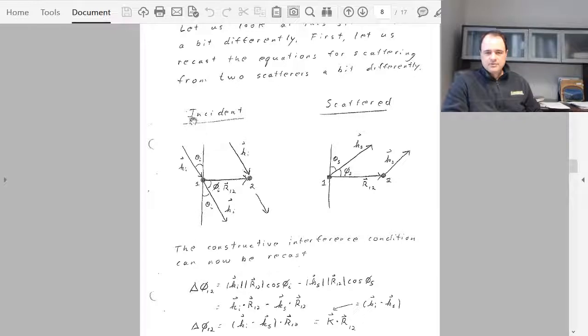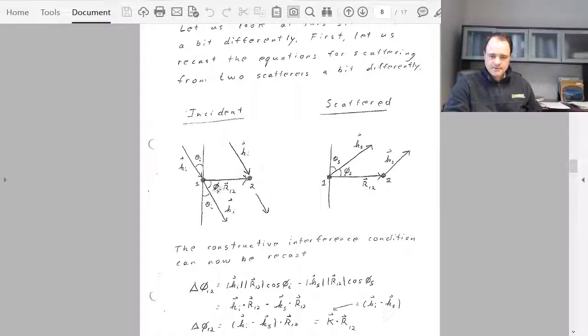All right, so let's look at the incident wave and the scattered wave separately, all right? And we have the two scatterers, scatterer 1 and scatterer 2, where we've only drawn the incident wave here, like this. So we have the ki, theta i. So the angle, we denote this angle as phi i.